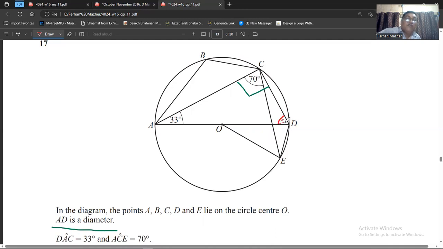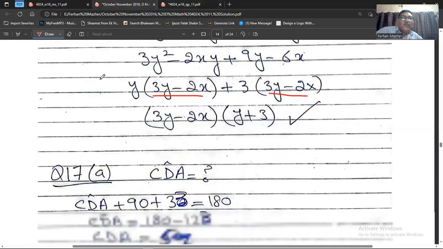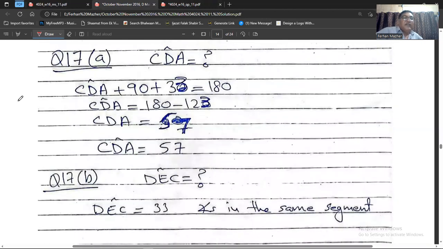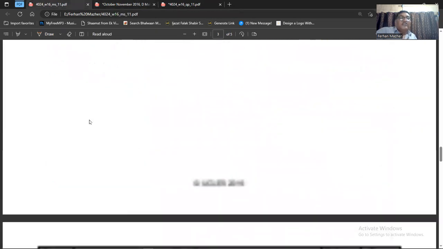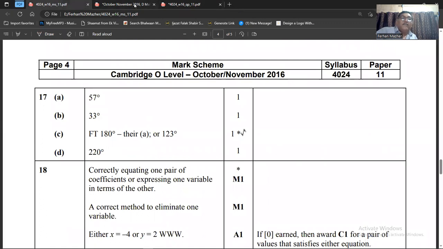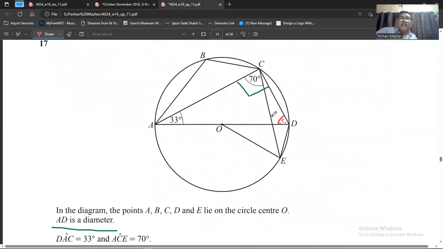And if I want to find out this angle, this whole angle is 90, this is 33, this is question. So the sum of the angles will be equals to 180 because this is a triangle. So the CDA plus 90 plus 33 equals to 180. So here we go. CDA plus 90 plus 33 is equals to 180. CDA is equals to 180 minus 123. And CDA will be equals to 57. So CDA angle is how much? 57.